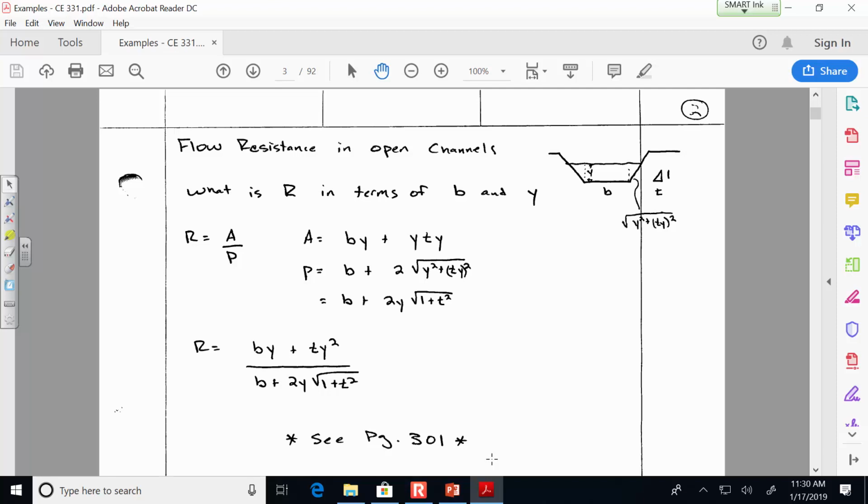And now we need to find these two triangles. If we combine the two triangles together, it's another rectangle with an area of ty times y. So that's where we get the cross-sectional area formula.